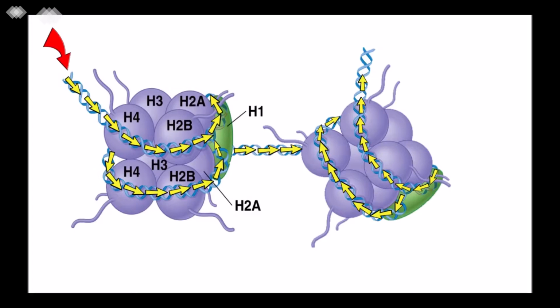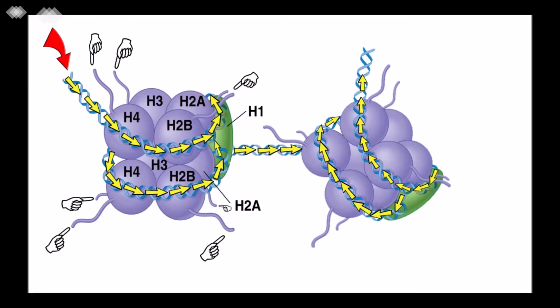From these histones, we are going to be able to see those tails that protrude from them, and these will be able to get tagged by the addition of the methyl and the acetyl groups, which I will talk about in the next slide.